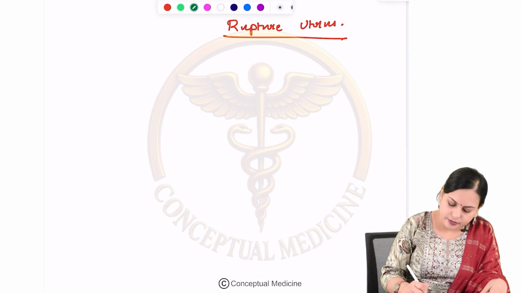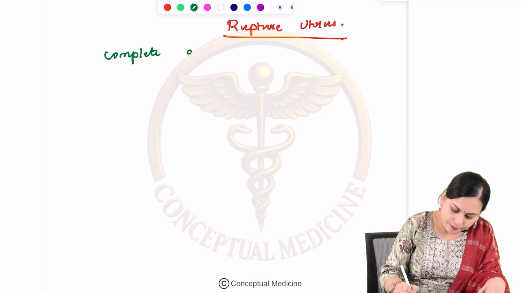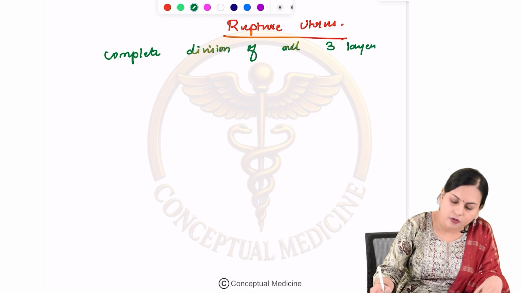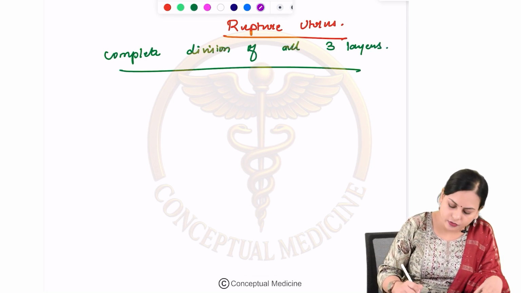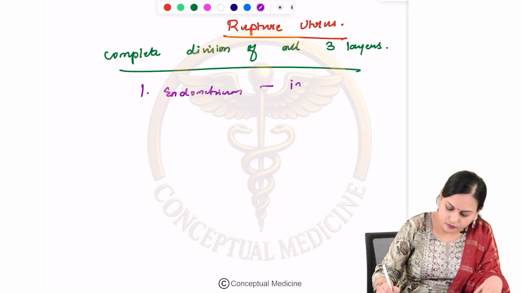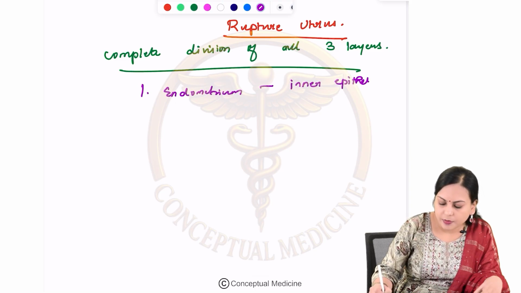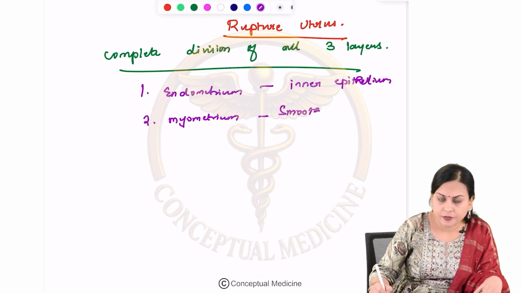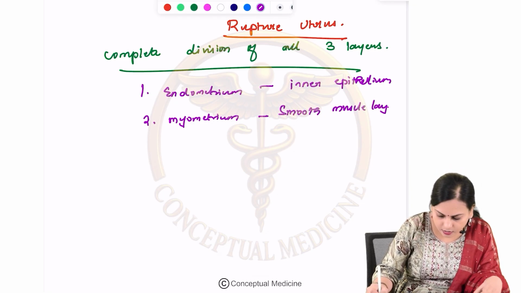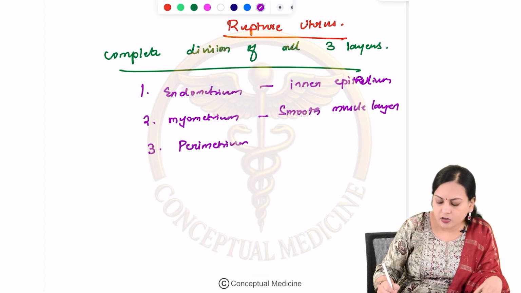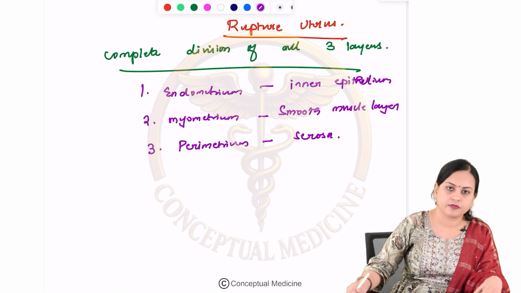So, what is rupture uterus? It is the complete division of all three layers of uterus. Okay, we know what the three layers of uterus are. It is the endometrium, which is the inner epithelium layer, and the middle layer is the myometrium, which is the smooth muscle layer, and finally we have the perimetrium or else the serosa as well, right?